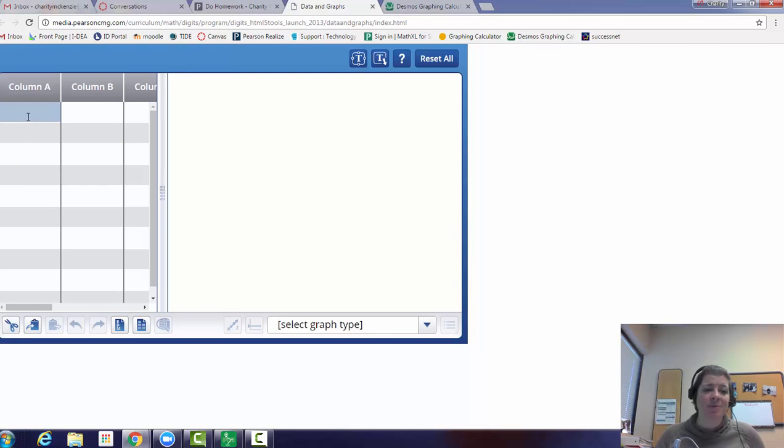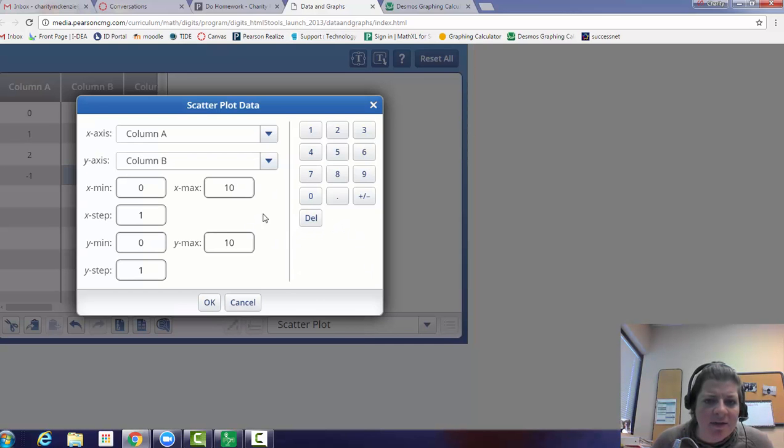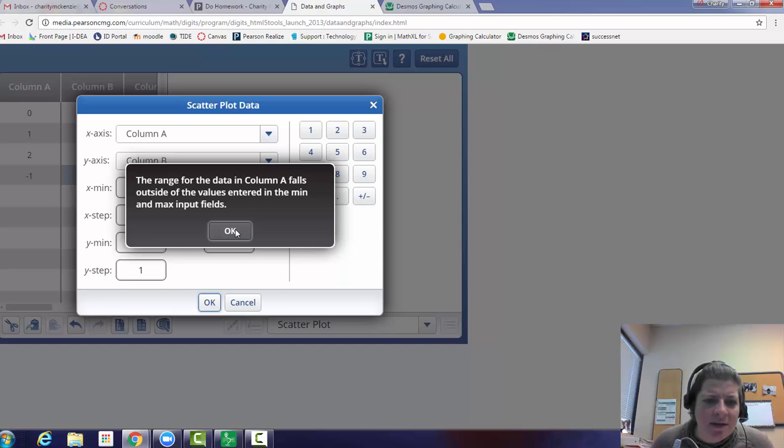Okay, so we could put in like the numbers we got, 0, 0. This is helpful because Desmos does not do this. 1, 2, 2, 4, negative 1, negative 2. I just did the line. And then I think you can graph it. Select graph type. We want to scatter plot. Okay.